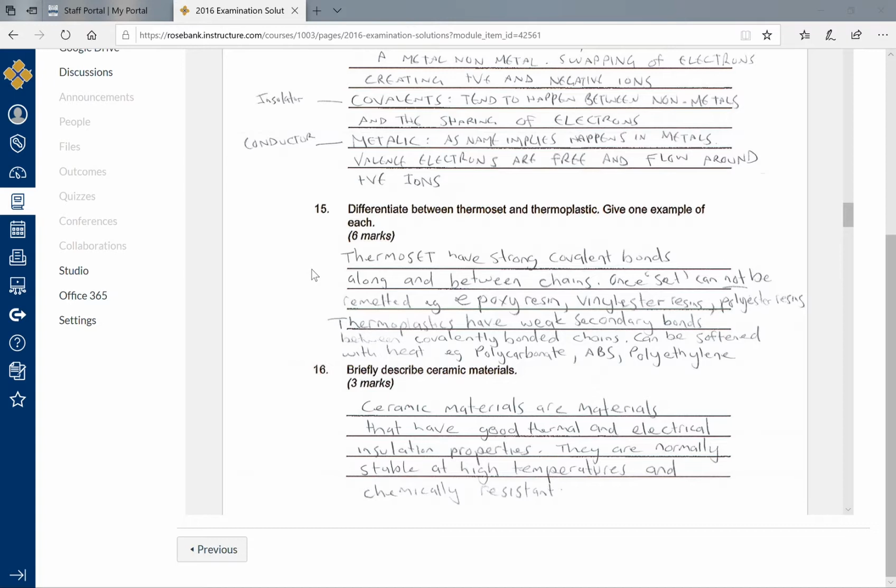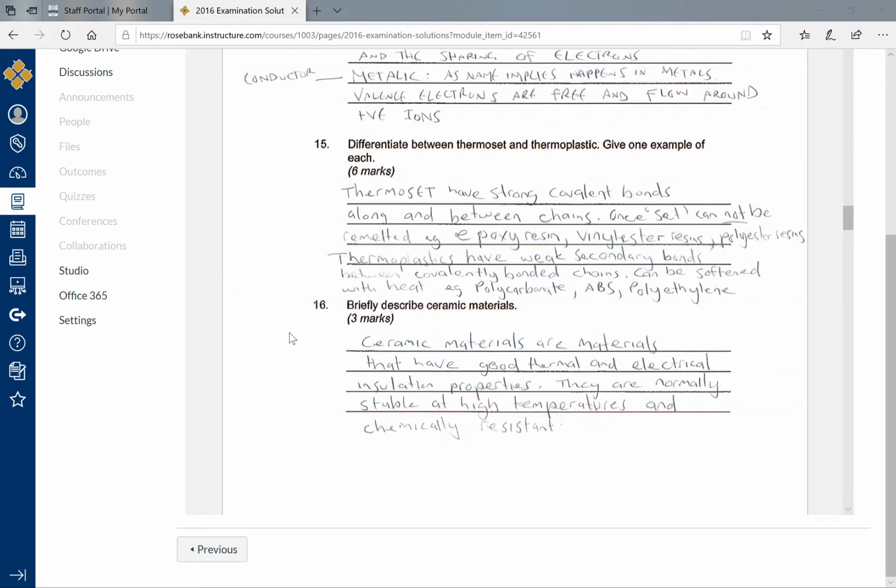Differentiate between a thermoset and a thermoplastic. Give one example of each. So thermosets are the ones that once you form them into the shape you want, you're not going to be able to get them to change back if you heat them up again. They'll just burn rather than go soft again. And they have strong covalent bonds along and between the chains. So once they set, they cannot be remelted. And epoxy resins, vinyl ester resins, and polyester resins are examples of that particular thermoset type of plastic.